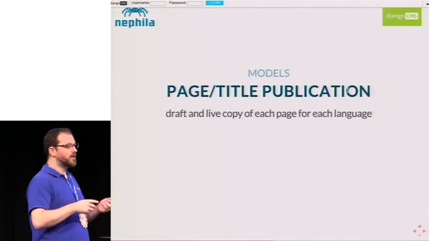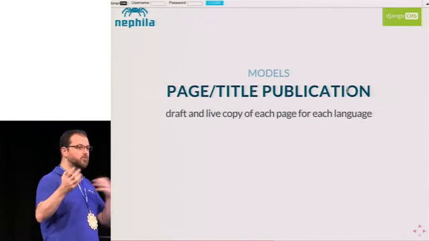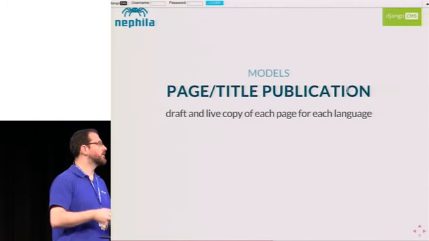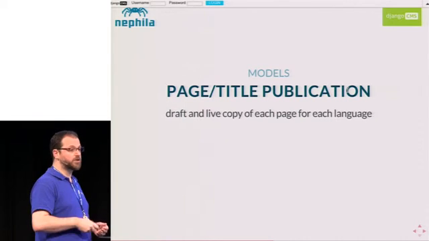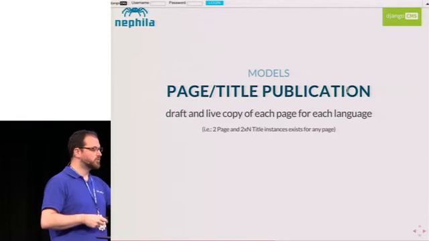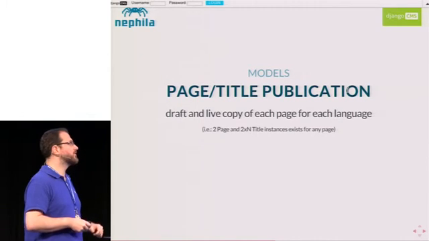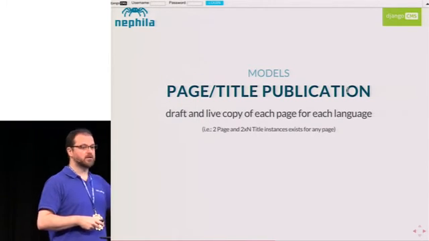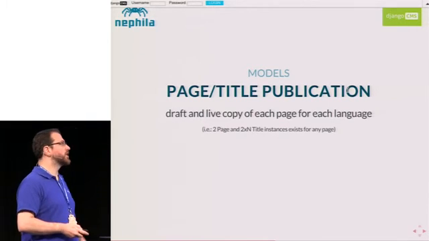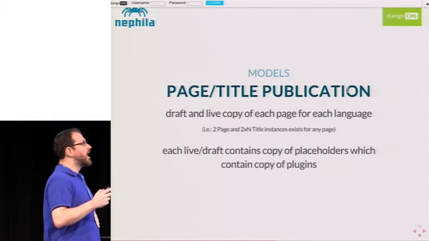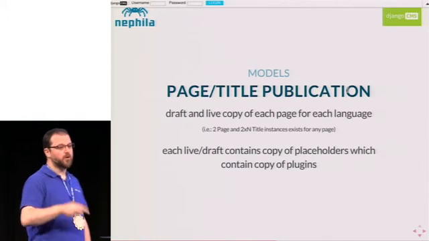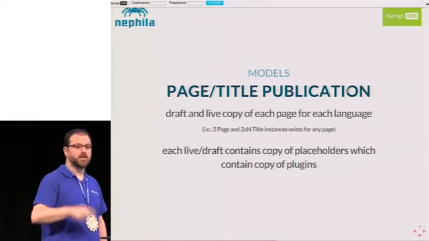Django CMS keeps 2 versions of each content, basically. The draft and the live of each page, and for each language. So you end up having, for any logical page, 2 model instances of the page model, and 2 copies of each title in each language. And each version, live and draft, contains copies of placeholders, which contain plugins.